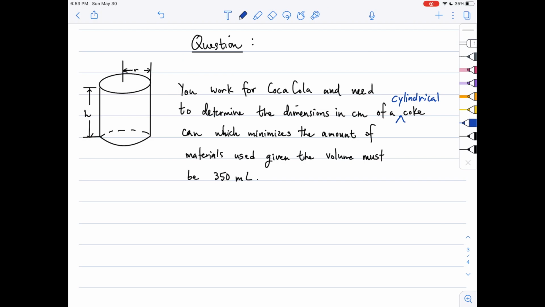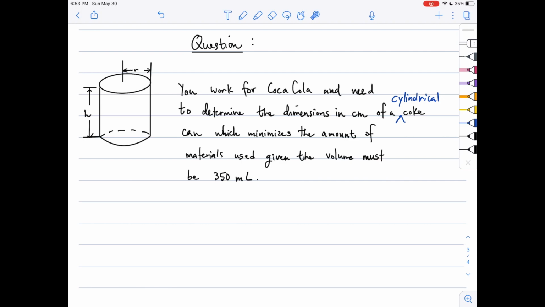So you want to determine the dimensions. In this case, a cylinder's dimensions are made up of the radius and also the height. So we want to determine those two things, and we want to do it in centimeters. We want to find an R value, a radius, and a height such that the amount of materials that we use is minimized. As soon as you see the word minimize or maximize, that gives you a hint that those are the quantities you're optimizing. For us, we're interested in minimizing the amount of materials.